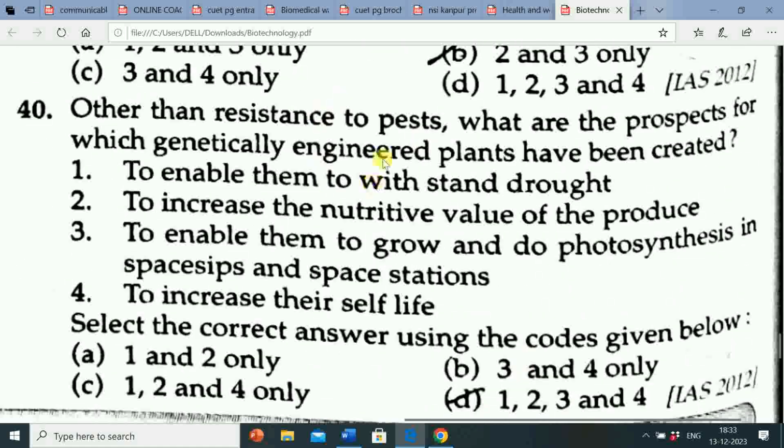So all the statements, first, second, third and fourth, are correct. That is, to enable them to withstand drought, to increase the nutritive value of the produce, to enable them to grow and do photosynthesis in spaceships and space stations, and to increase their shelf life. So all these statements are true.